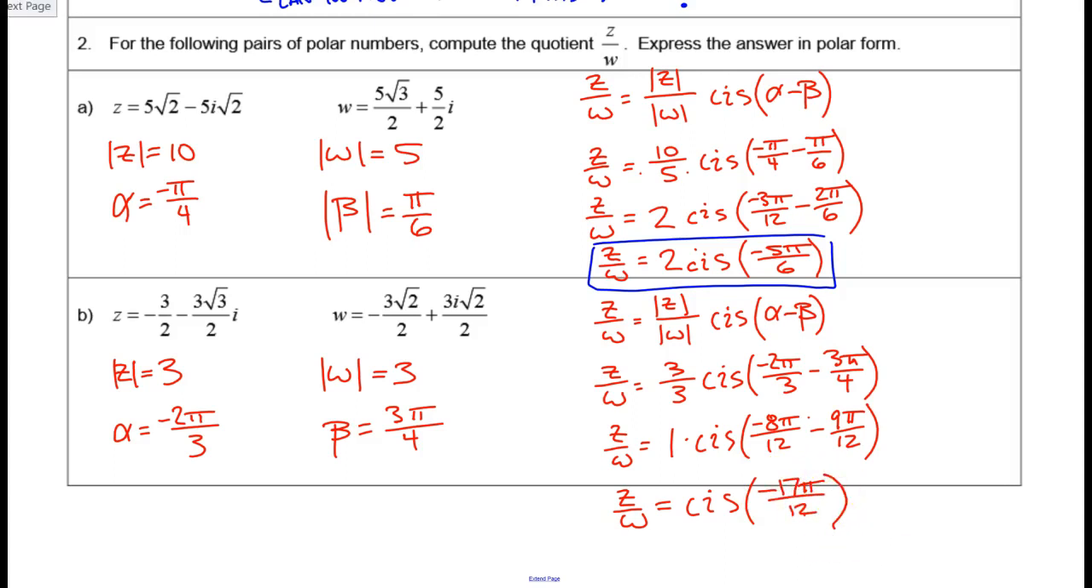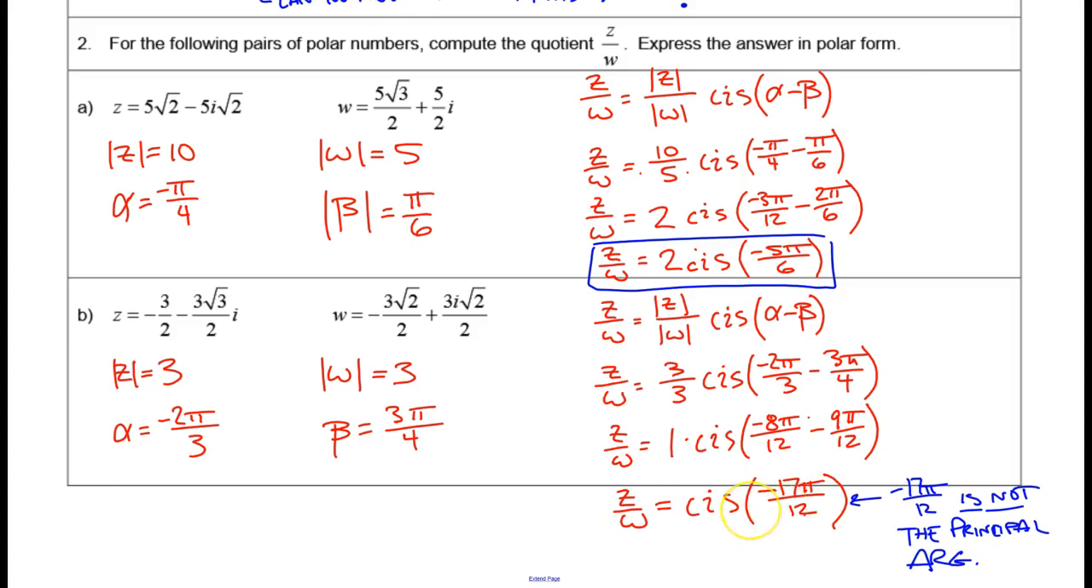Okay, so I'm almost done with this problem. Take a look at where we're at. We do have one tiny little issue here before we can call this answer final. Negative 17 pi over 12 is not the principal argument. It's not on the interval from negative pi to pi. So what we have to do is adjust this thing.